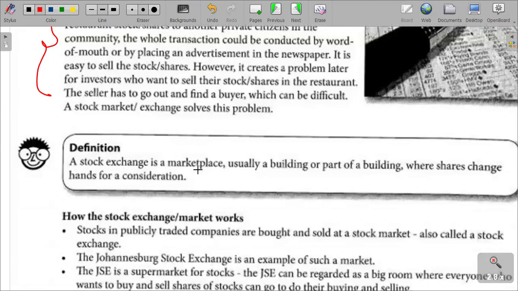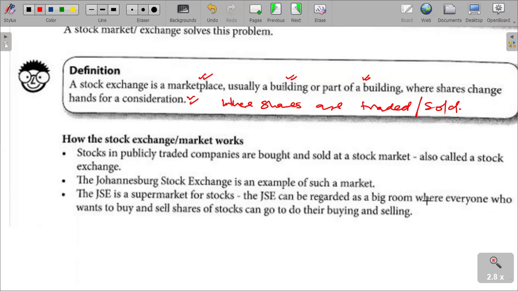So by definition, a stock exchange is a marketplace, usually a building or a part of a building where shares can change hands for a consideration. So where shares are traded or sold. That is a stock exchange, where shares are sold and exchanged. It's a marketplace, basically, where shares are sold for specific values that are determined by professionals. How does it work? How does the stock market or stock exchange work? The performance or the running of the stock market.